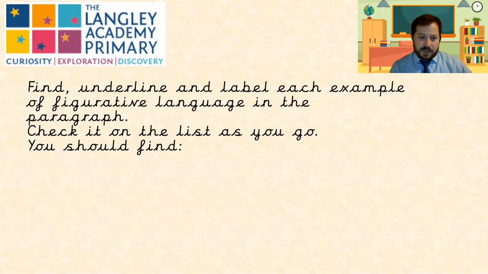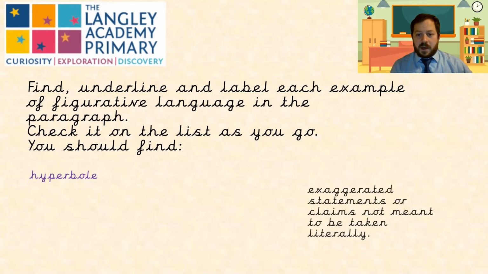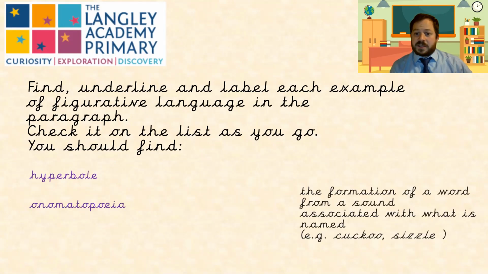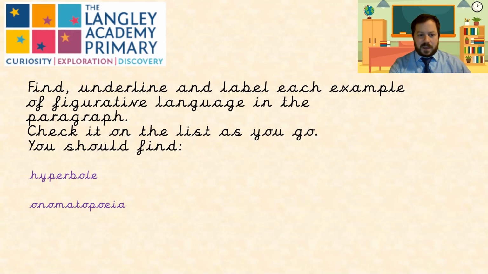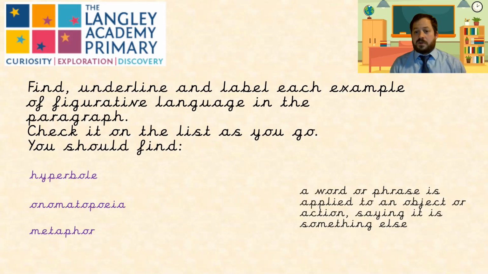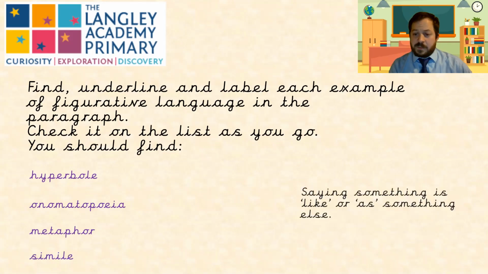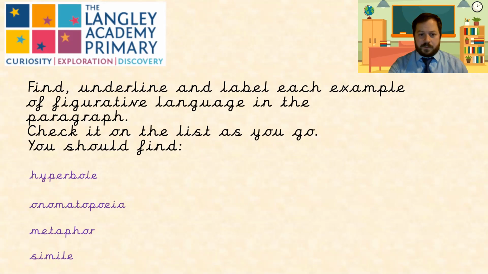Remember, we did a little bit about it. So on your checklist, you might find a hyperbole, which is an exaggerated statement that claims you can't really take it literally, but it over-exaggerates. You might have an onomatopoeia, which is the sound, the word sounds like the sound itself. You might have a metaphor, which is a word or a phrase that's applied to an object. You're saying something is something else, even if it isn't. You might have a simile, very similar to a metaphor, but you're saying something is like or as something else rather than is something else.